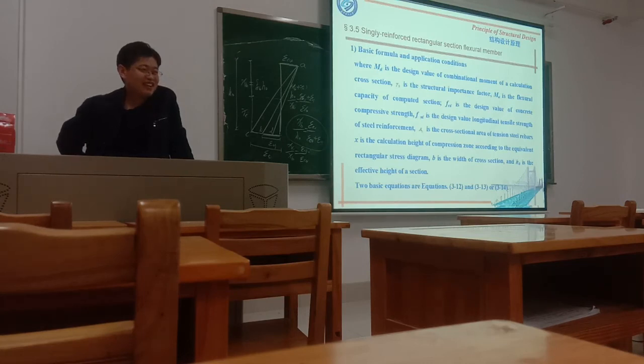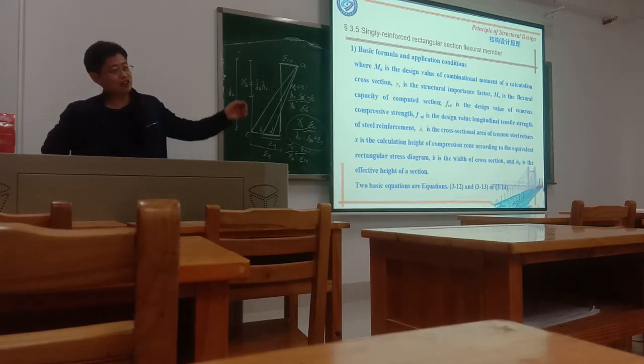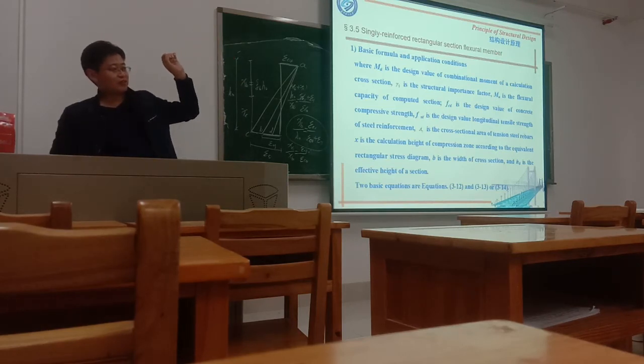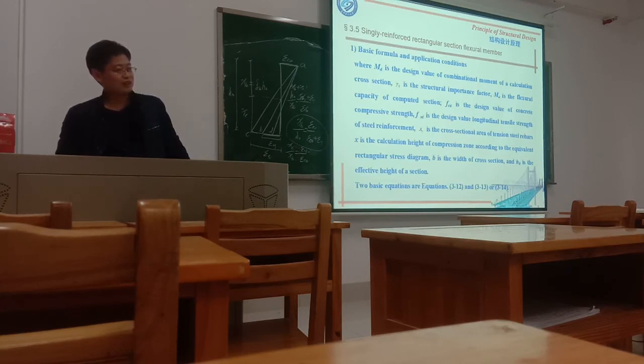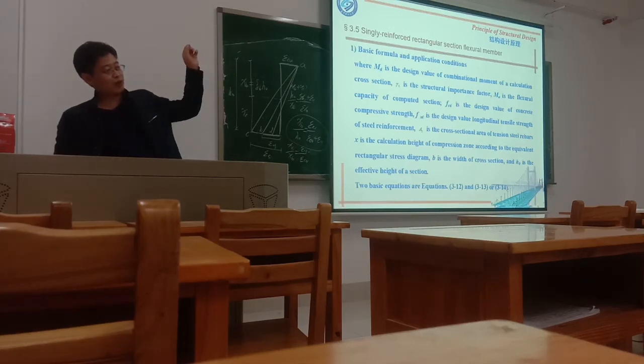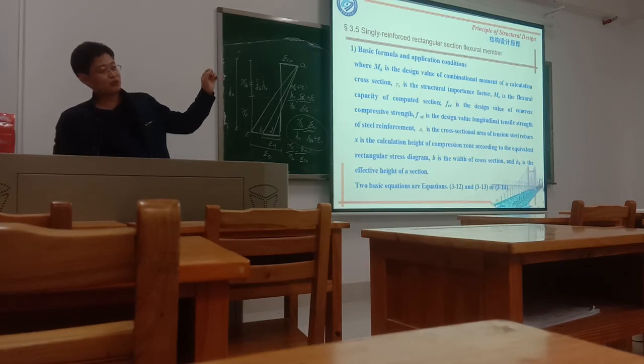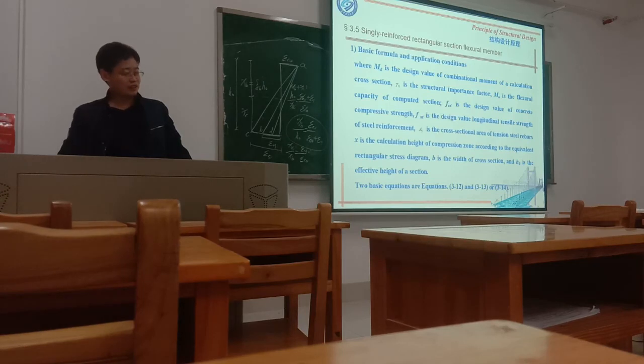The formula or the value? The value. When we divide the structure into three grades, very important, important, or normal. Important is equal to 1.0. The very important should be 1.1. The important 1.0. The normal structure is just 0.9. This is the structure importance factor, gamma zero.